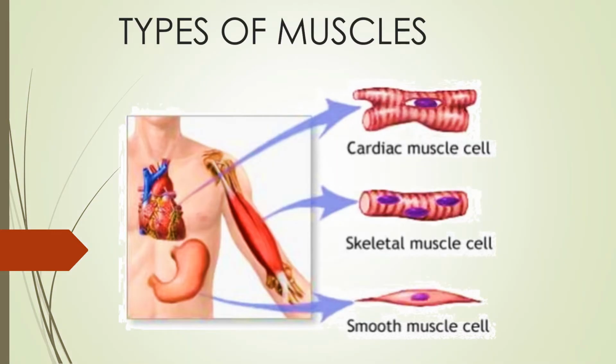There are different types of muscles in your body. Now we have learned about involuntary and voluntary muscles. Now further they have been divided into three types of muscles: cardiac muscle cells, skeletal muscle cells and smooth muscle cells. These are present here. You can see cardiac muscle cells. Everybody knows what is the meaning of cardiac. Skeletal muscle cells, I hope that is also understandable for you all. And smooth muscle cells, I'll be explaining to you all again.